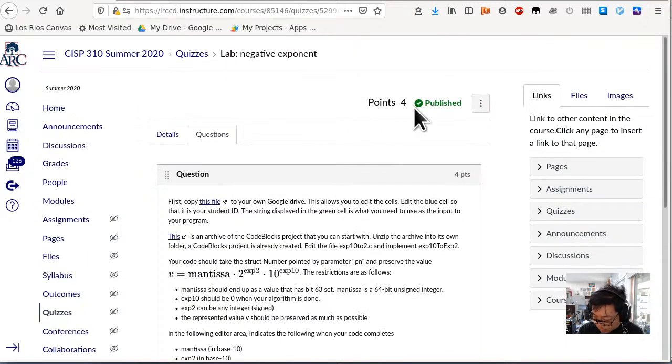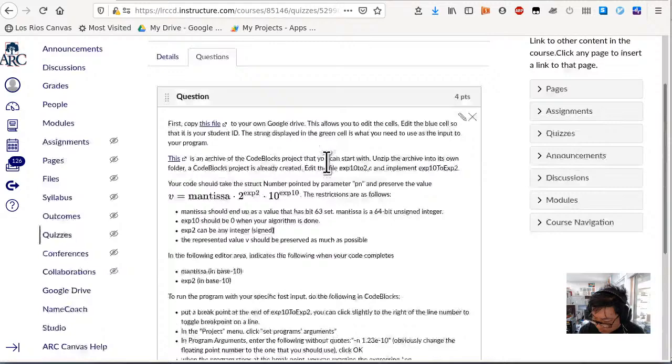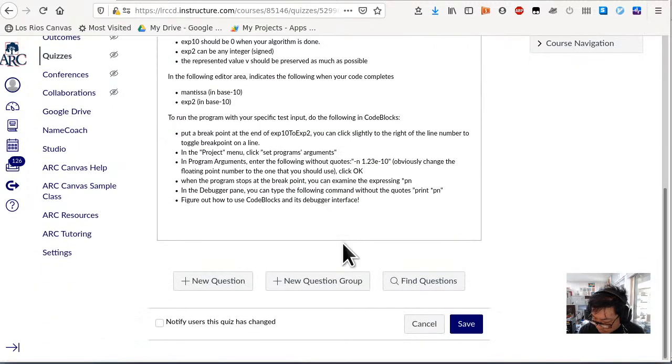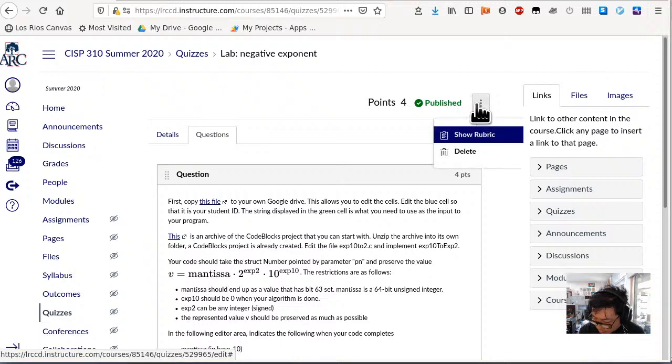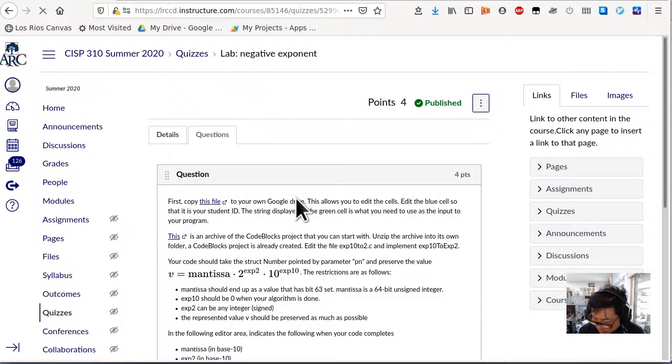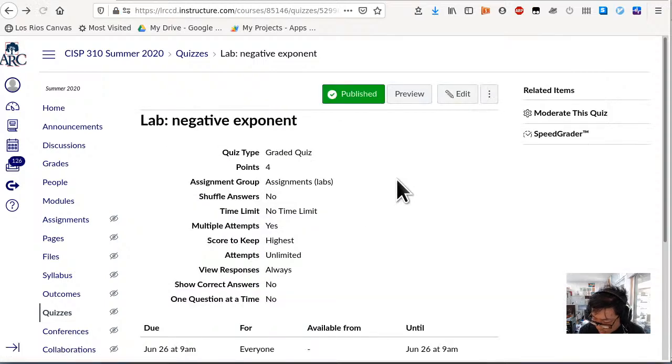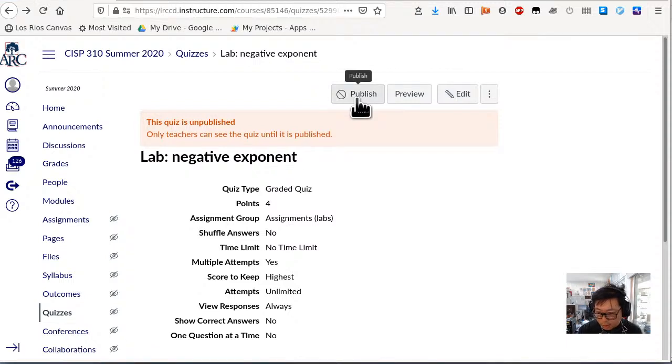So maybe the best way to do it is to unpublish it. Okay, let me do that part. Or I can delete it, but can I unpublish? Yep, I can. Okay, now it's unpublished. You guys cannot see it anymore. What you cannot see, you cannot click on.